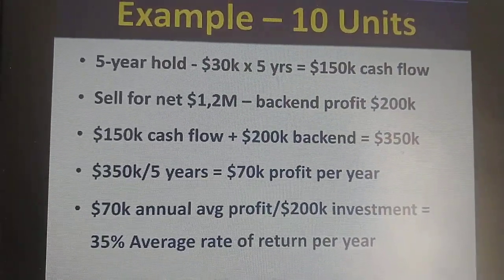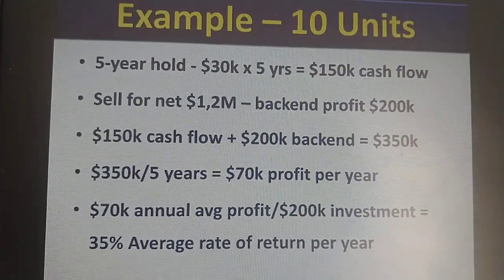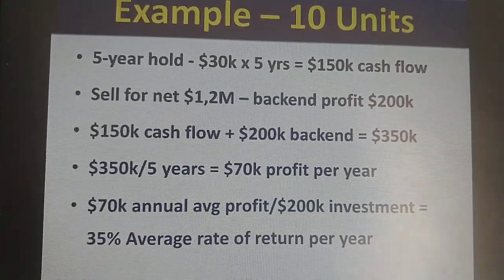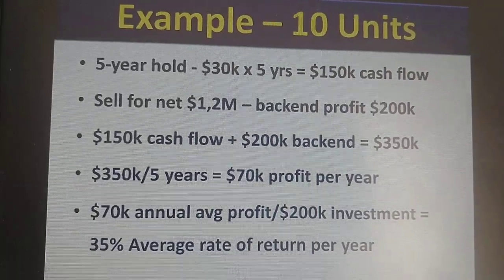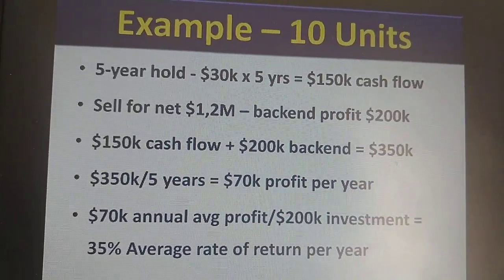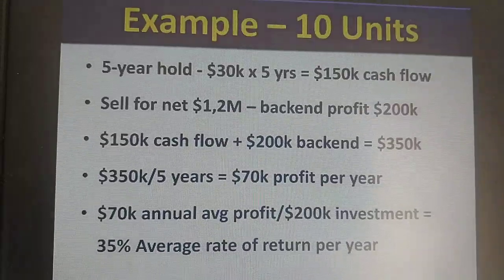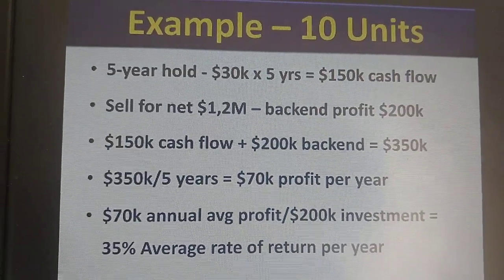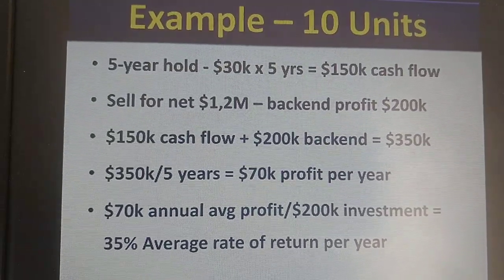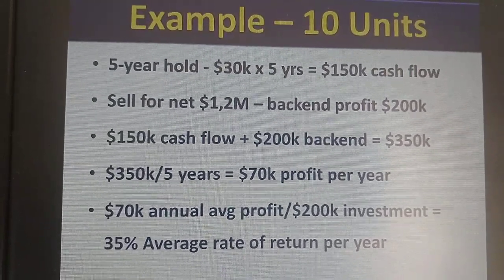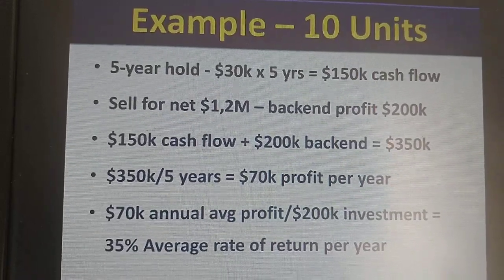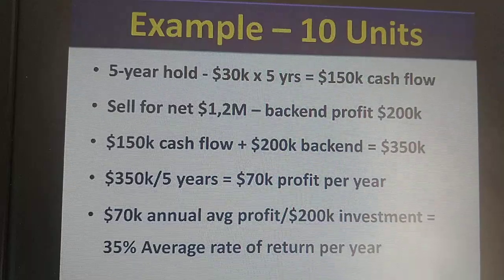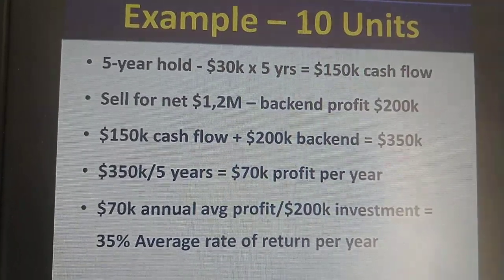Now, if you're lost on the math, just pause for a second and follow the logic. If you made $30,000 a year for 5 years, that's $150,000 cash flow. Remember, our annual rate of return was $30,000 divided by $200,000, which is 15% per year. But at the end, we got a chunk of money. Remember, we got $200,000. So that brought our average rate of return up to 35%.